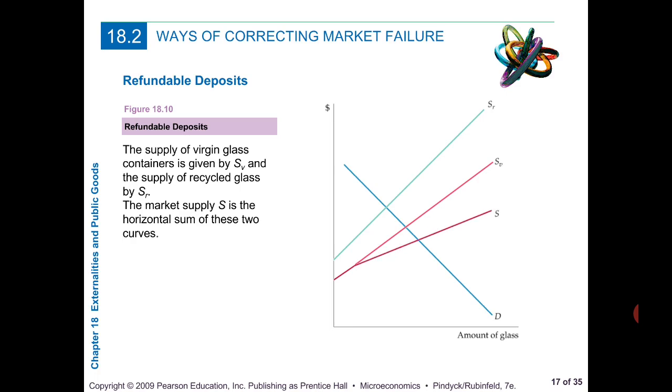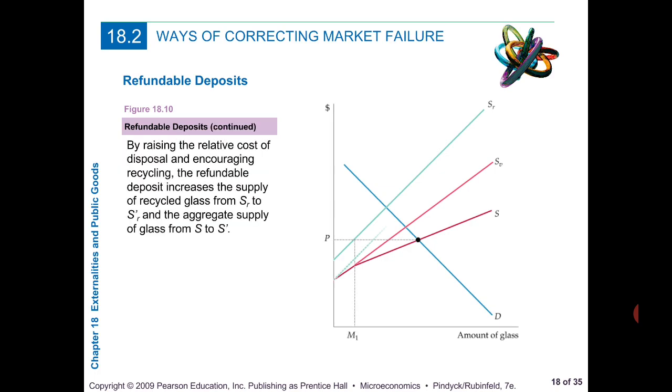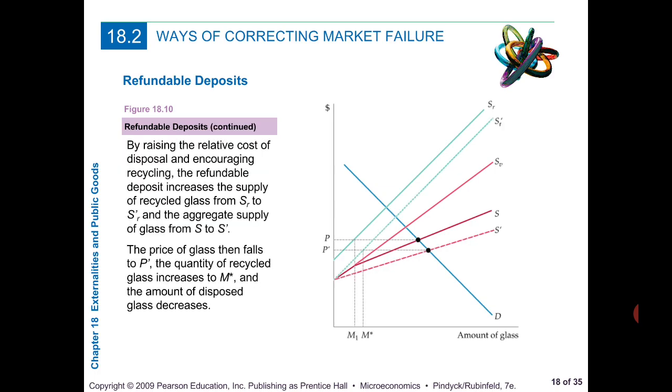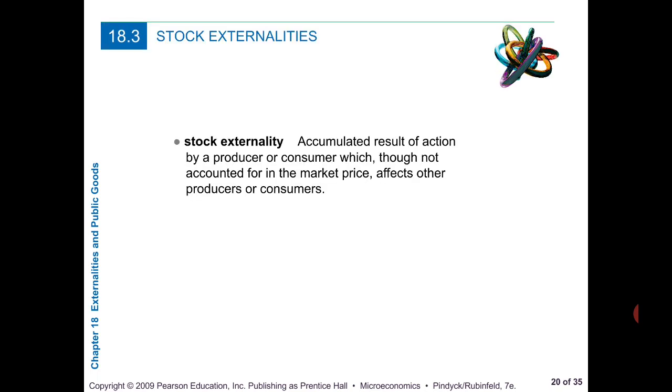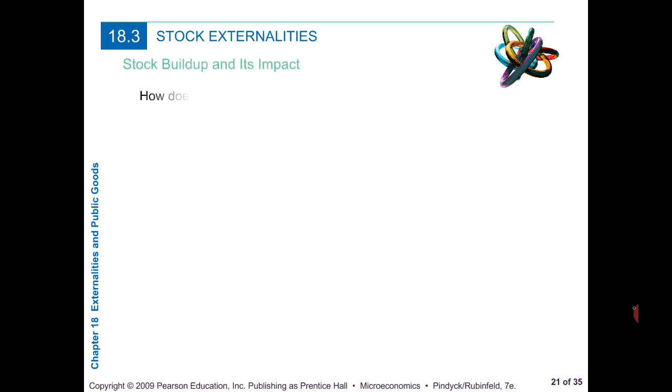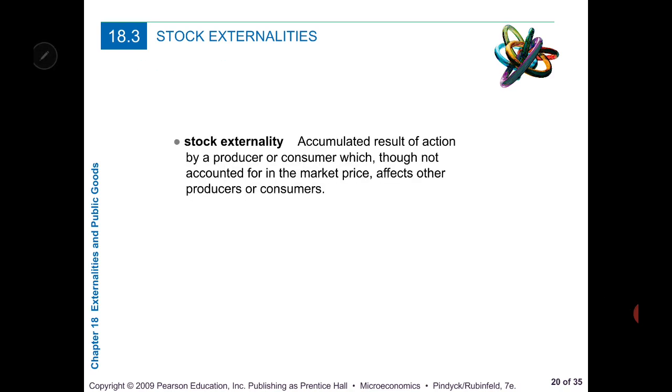And you have a refundable deposit for recycling, so that one you can read. Okay, how to encourage people to recycle. Many methods. Do look at the example seriously. All right, 18.3 is on stock externalities.